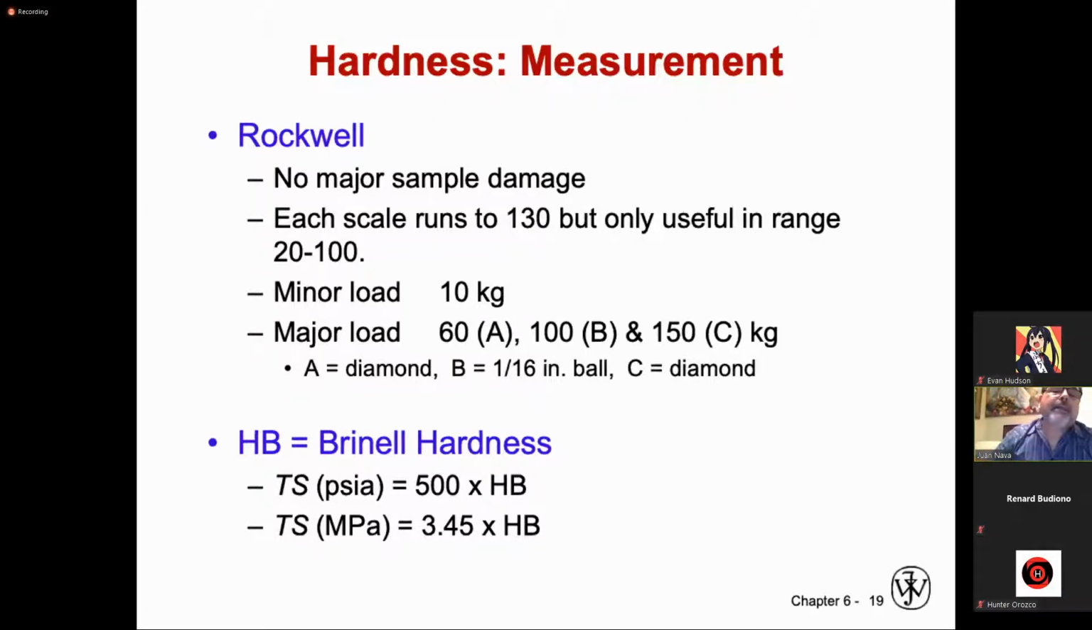So by just doing a transformation handled by looking at a chart, because there is a correspondence from Rockwell B and C to the Brinell, you get the Brinell hardness multiplied by the appropriate factor, and you can report the maximum strength of that material either in imperial units, PSI, or in metric units, megapascals. So hardness is a very simplified approach to categorize materials based on their maximum ultimate tensile strength.